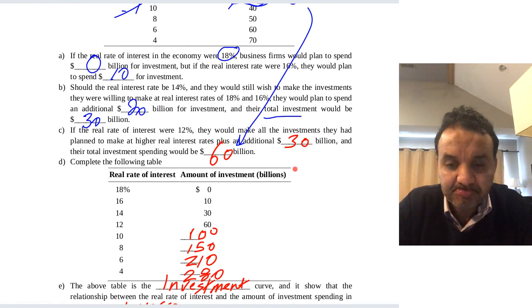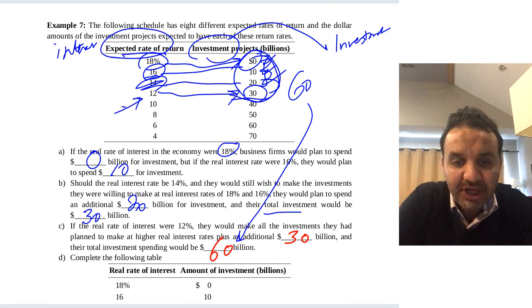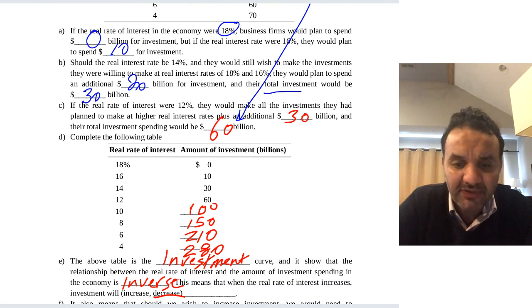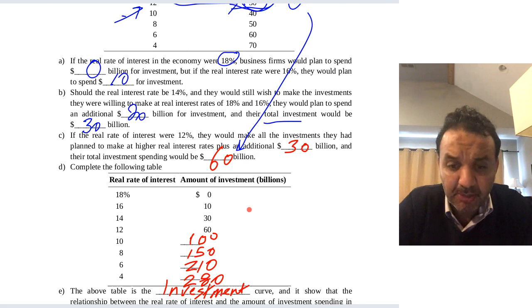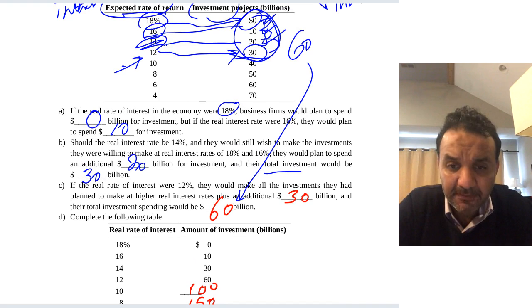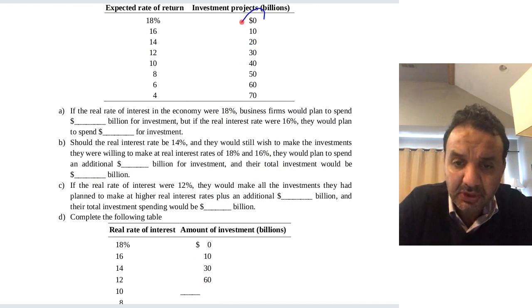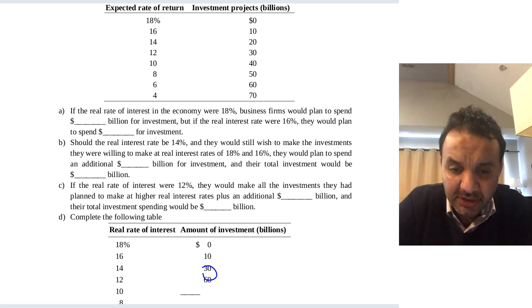Okay, this is the investment project under each interest rate, but here is the final table. This is the amount of investment. In this question, I'm asking you to complete this table. How did I get 10? 0 plus 10 equals 10. How did I get 30? 0 plus 10 plus 20 gives you 30. How did I get 60? 0 plus 10 plus 20 plus 30 equals 60, and so on.